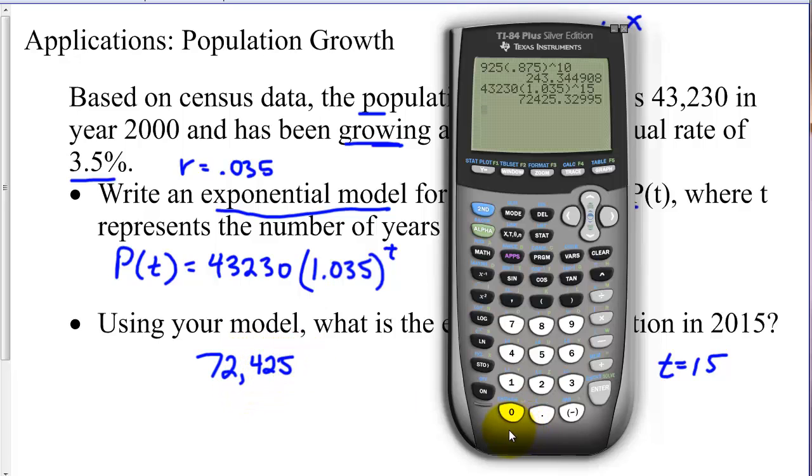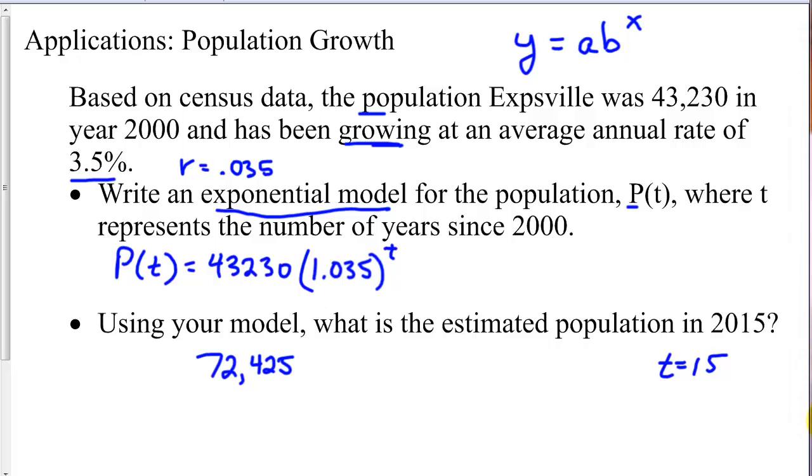72,425 people. Now that's an estimate because populations in towns don't grow at the exact same rate every year. But as a predictor, looking at this historical data, we're growing at that rate. So if we assume that growth rate continues, this would be our population in 2015.